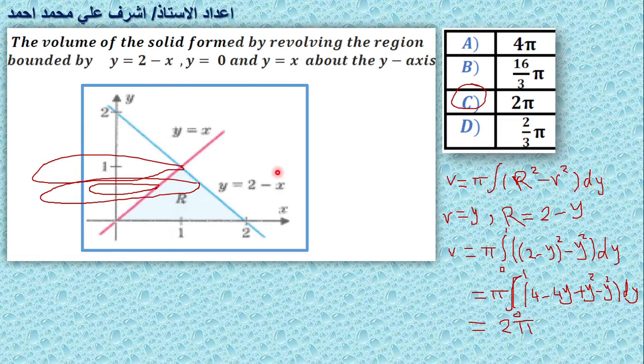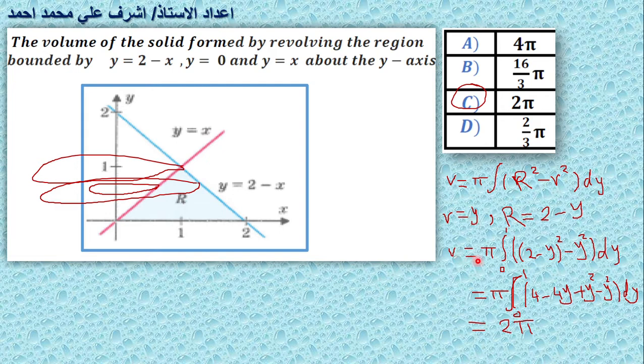R capital is from the blue curve to the y-axis. So y equals 2 minus x, but we want f of y, not f of x. So we solve for x. We transfer x to one side and y to the other, so we get x equals 2 minus y, and here x equals y. So R capital is 2 minus y, r small is y.